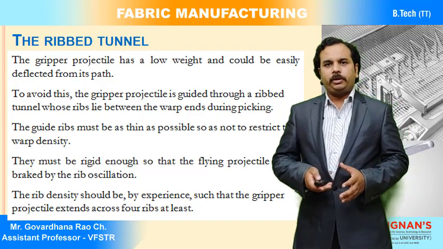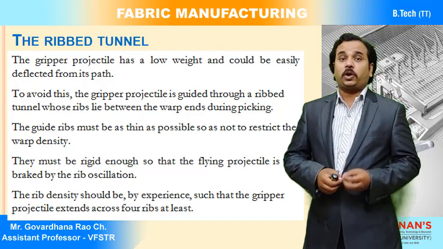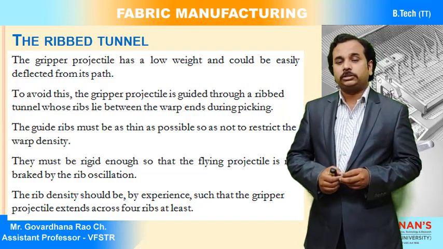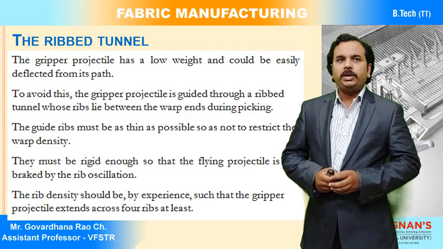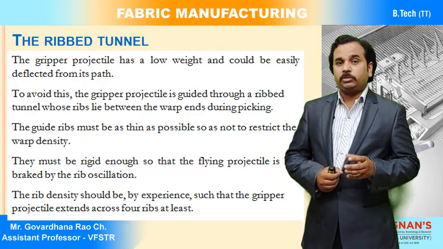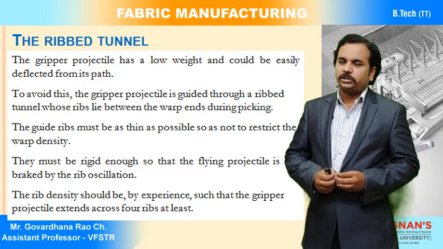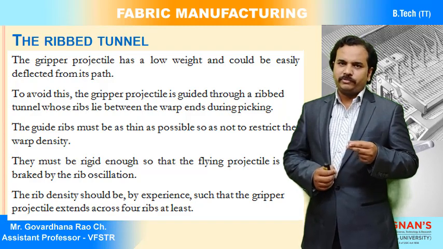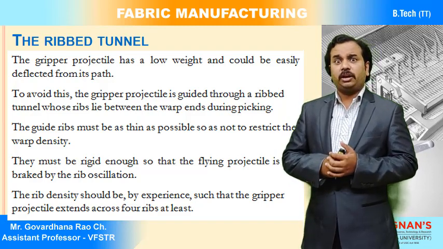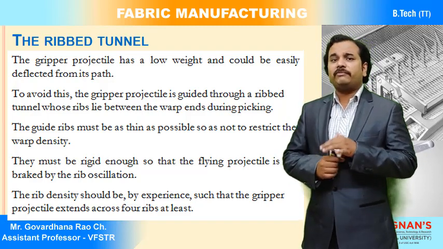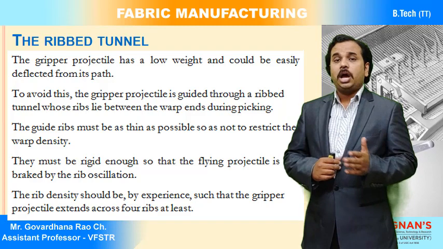The ribbed type of tunnels we are using in case of projectile weaving to transfer or to guide the projectile in the projectile weaving technology. Now, the gripper projectile has a low weight and could be easily deflected from its path. We are transferring the projectile with a high acceleration and velocity. Because of the low weight, approximately 50 to 90 grams, there may be chances of deflection of the projectile while it is transferring from one side of the shed to the other.